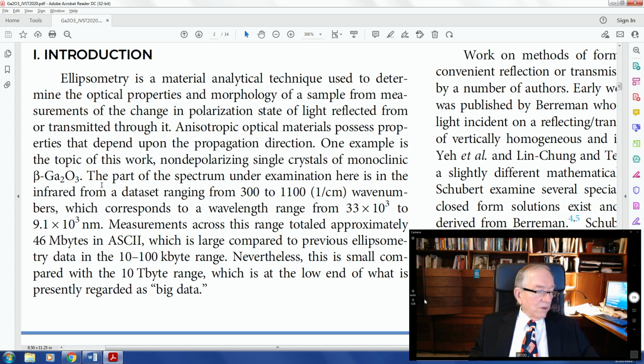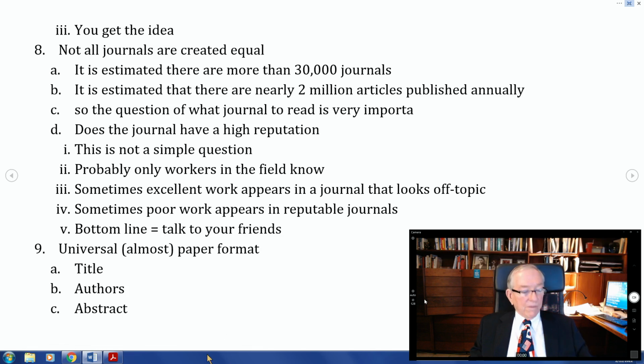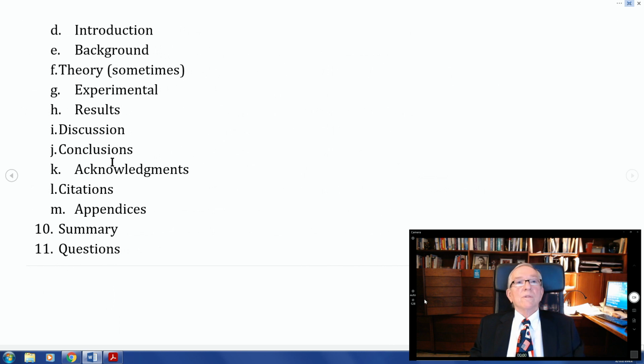Then it goes to an introduction. So let me go back to my notes. And after, you see right away, introduction, then a background, and this is pretty standard. Not every journal is identical, but pretty standard. Theory, if there's theory to be dealt with.